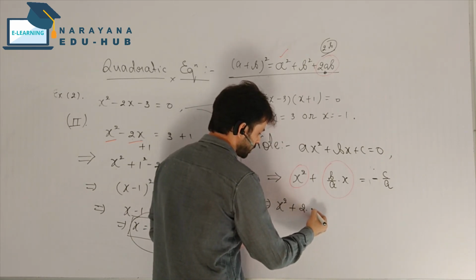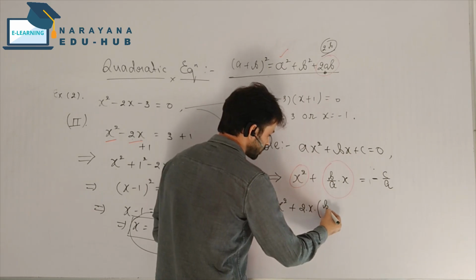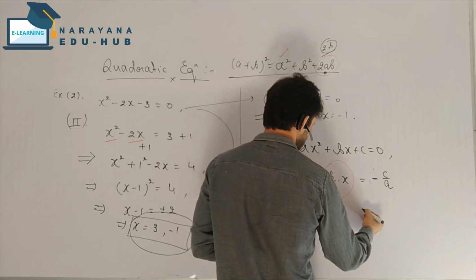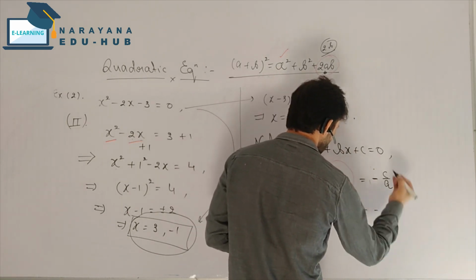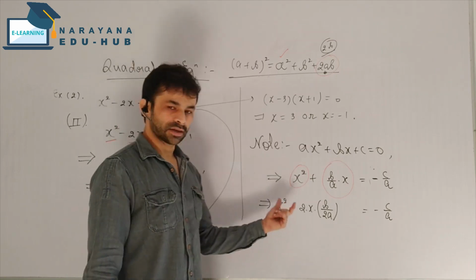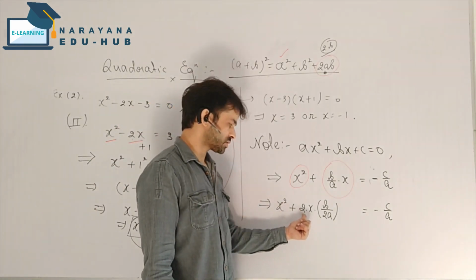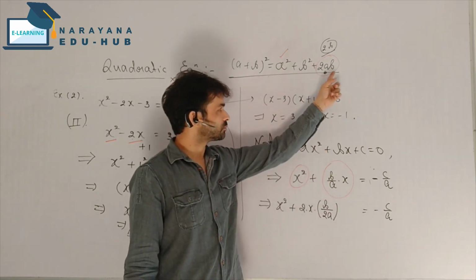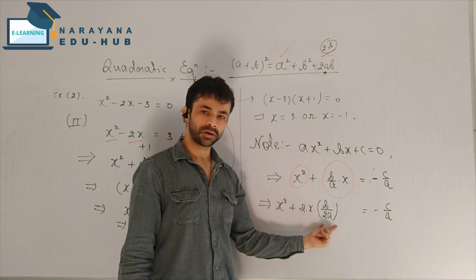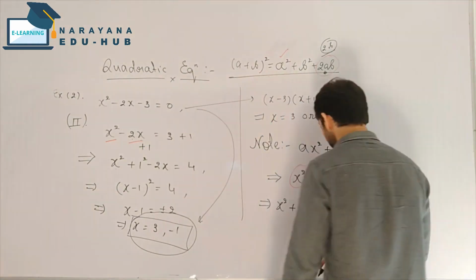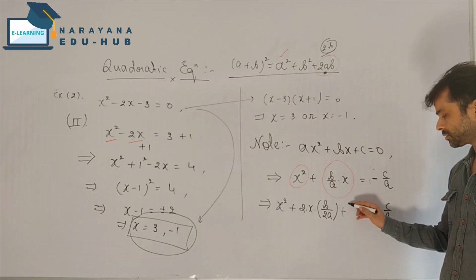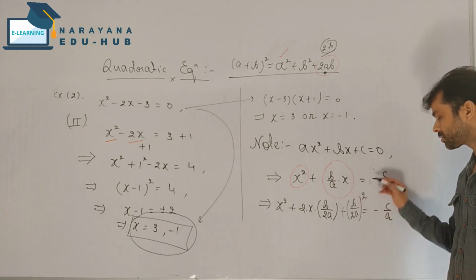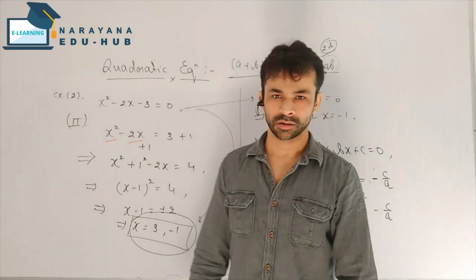Two into x into b by 2, right, is equal to minus c by 2. So now things are clear. X square plus 2x into this. So this has to be that term, the b term. Okay, so what we have to add? We have to add b by 2a whole square. We have to add.